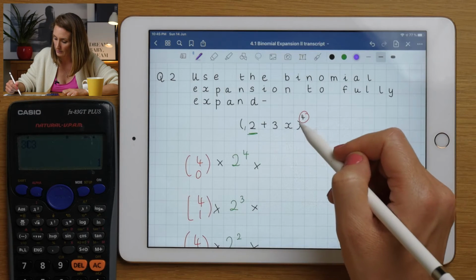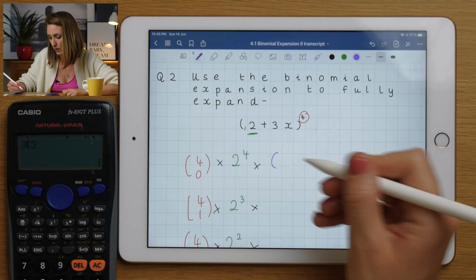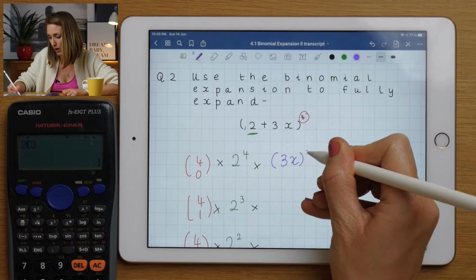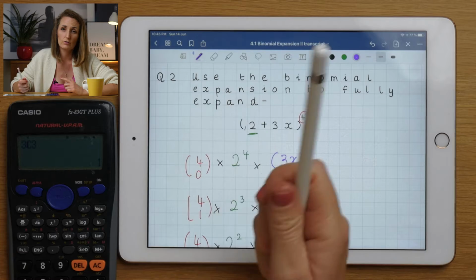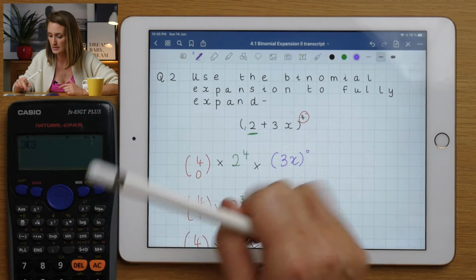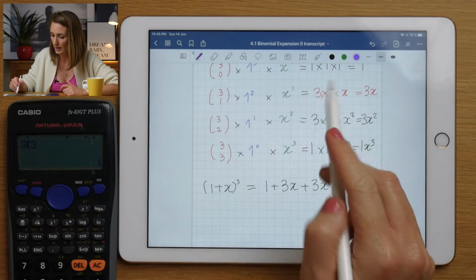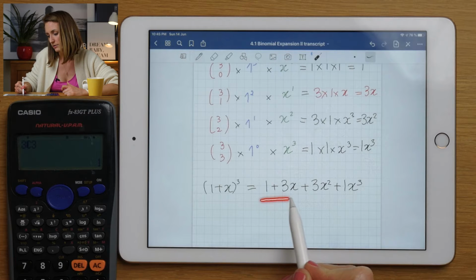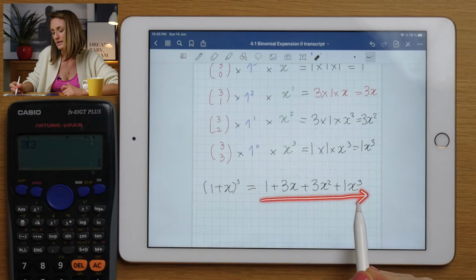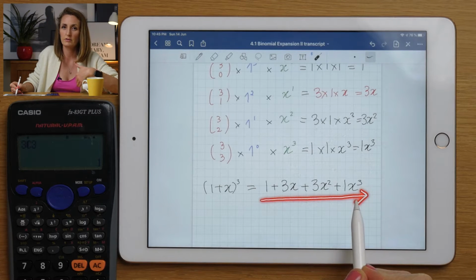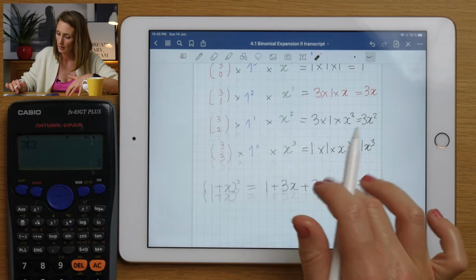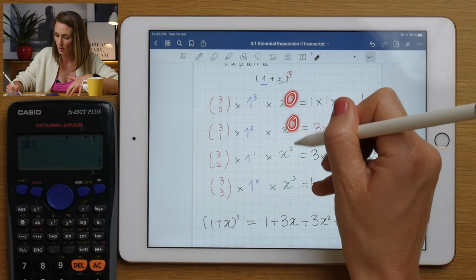Now on my x, I would start on 0 and go up. But again, you've got to read the question to see if it's ascending or descending. When your answer is written like this, from x to x squared to x cubed, that's ascending powers of x. The powers of x are going up, okay? And that's because I started on 0 and I went up.